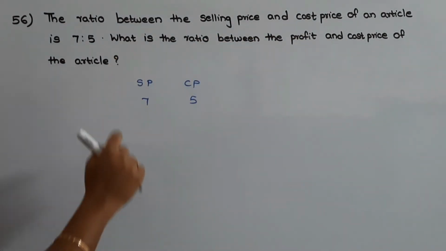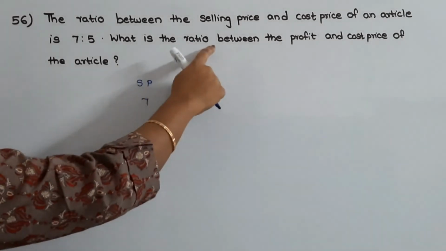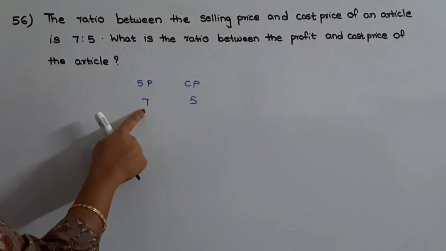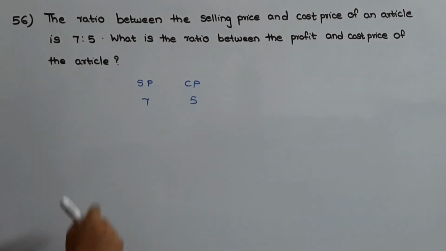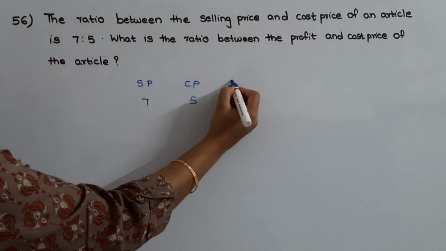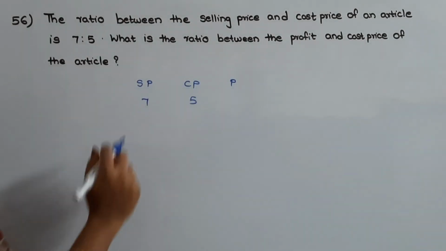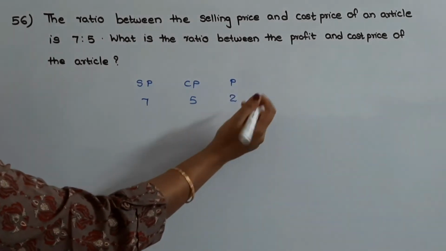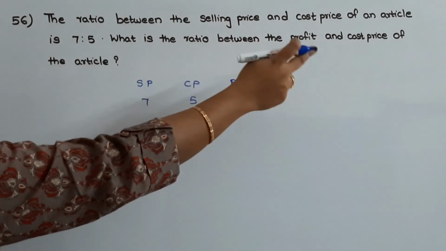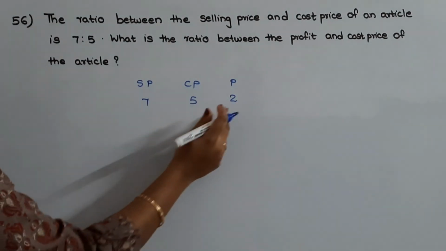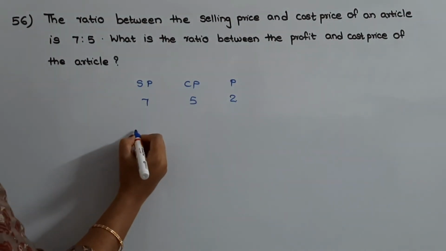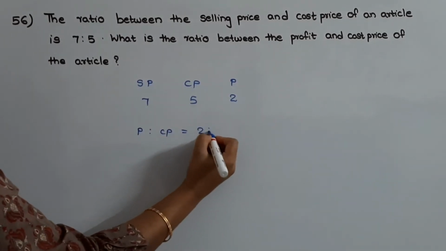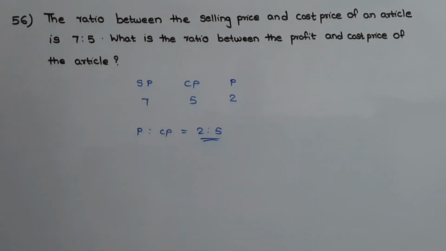In this question, we need to find out the answer in terms of ratio. So let us consider the selling price of the article as 7 and the cost price of the article as 5. Then what will be the profit? Profit is equal to selling price minus cost price. So profit will be equal to 7 minus 5, that is 2. So the ratio between the profit and the cost price will be equal to 2 is to 5. So this is the answer.